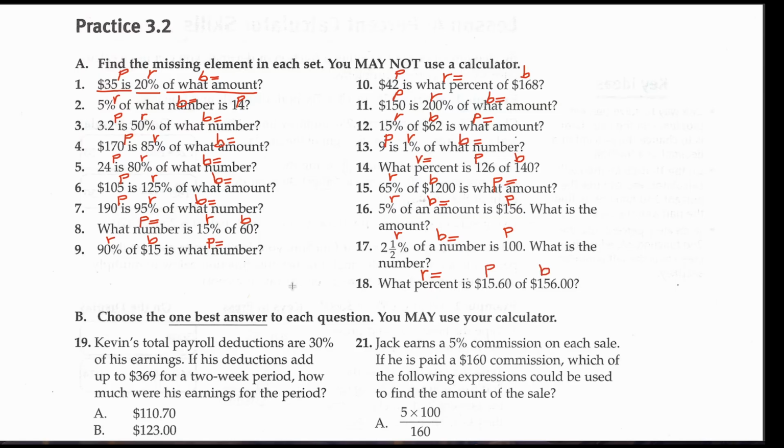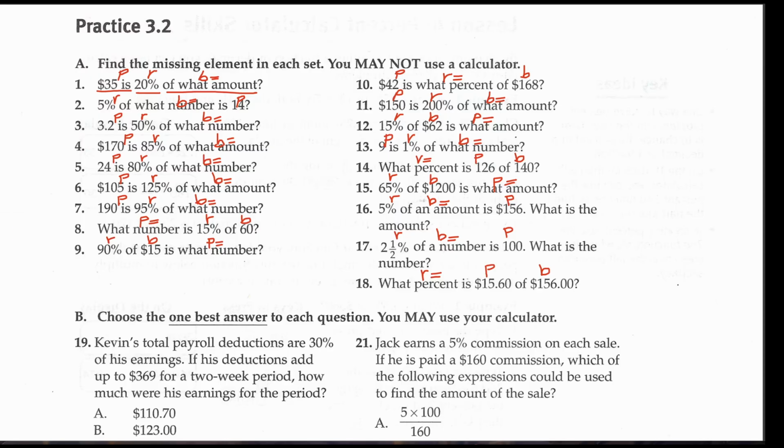Now that we identified all the three elements, we will need to find the missing element of each question. Why don't we just work on number 10 through number 18? Because number 1 through number 9 are very similar to number 10 through number 18, and you can work the rest from 1 through 9 by yourself.